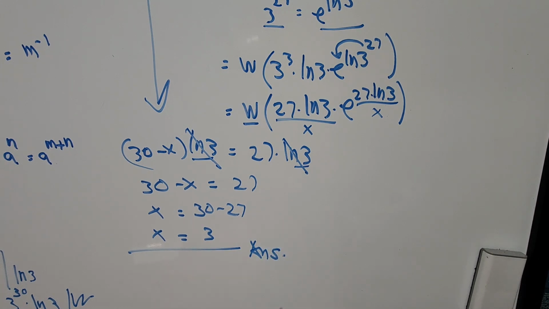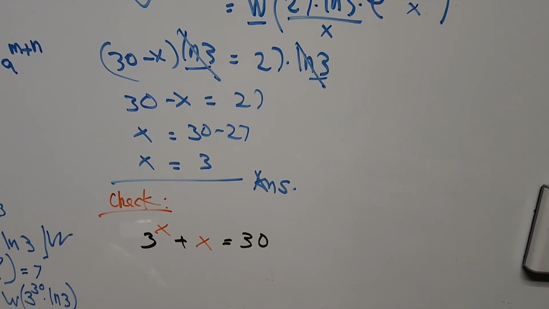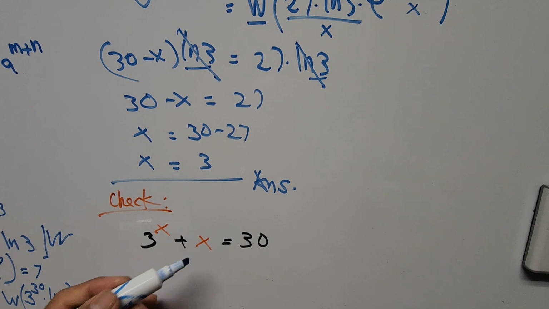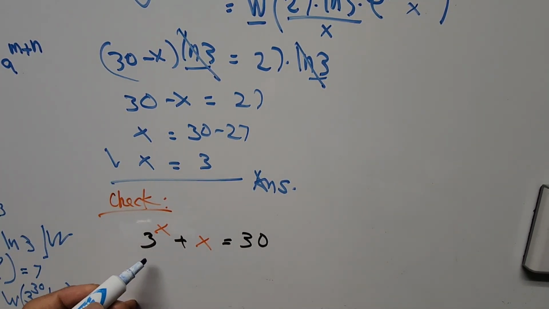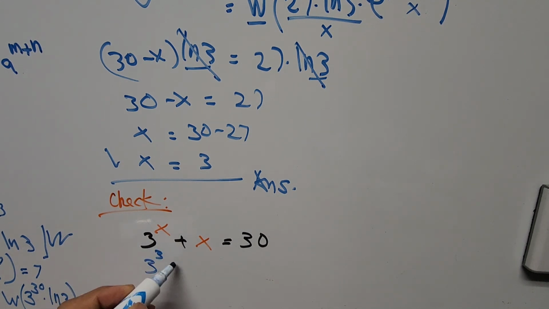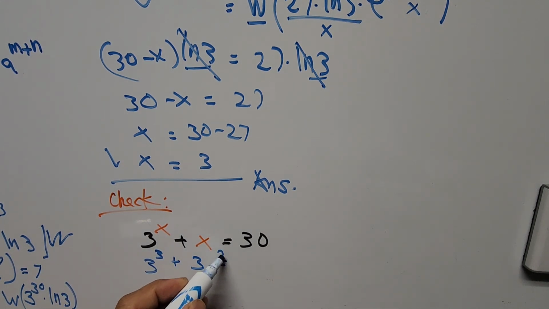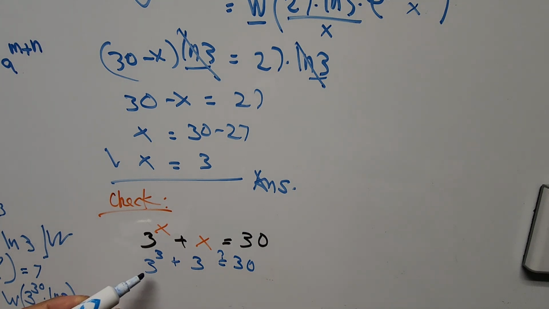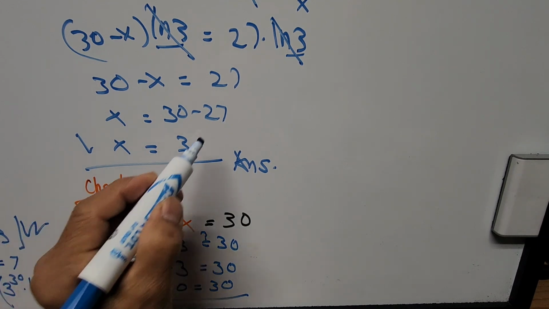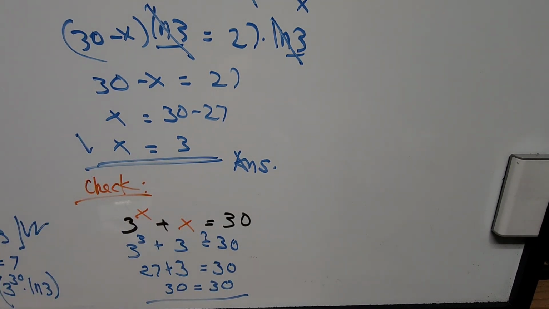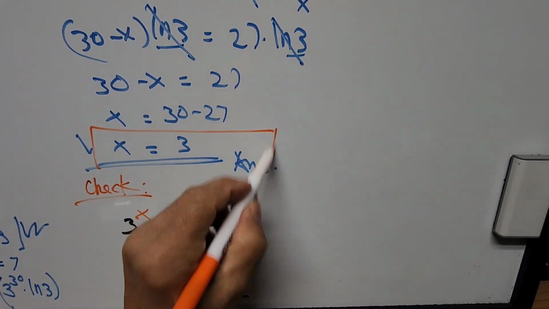That's our answer. And now let's check. From our original equation, 3 to the power of x plus x equals 30, substituting the value of x as 3, this now becomes 3 to the power of 3 plus 3. Is this equal to 30? Well, 3 to the power of 3 is 27 plus 3 is equal to 30. So 30 equals 30, which simply means that x equals 3 is correct. So this is now our final answer.